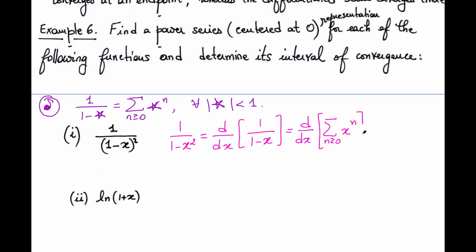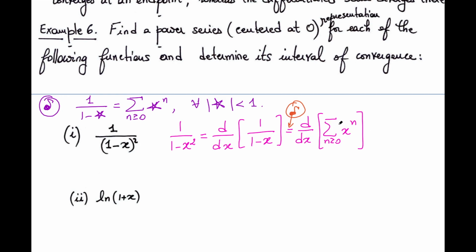Correct? And don't forget, this is as long as x is an absolute value less than 1. Okay. And once you differentiate this, you get the power series representation of 1 over 1 minus x squared. And this power series is centered at 0 because we are starting from a power series centered at 0 that we are differentiating.